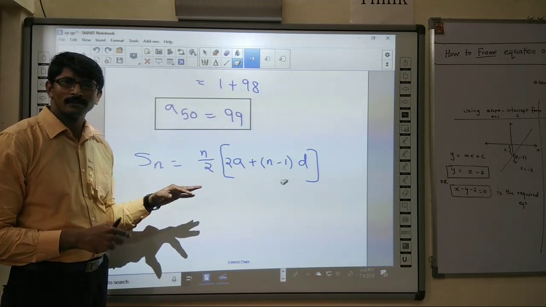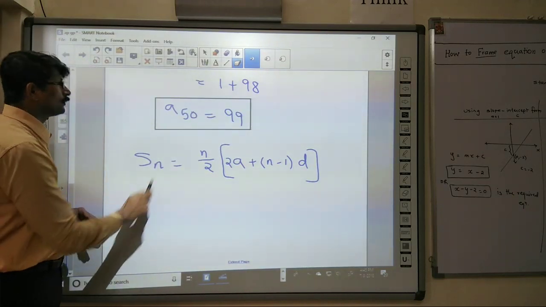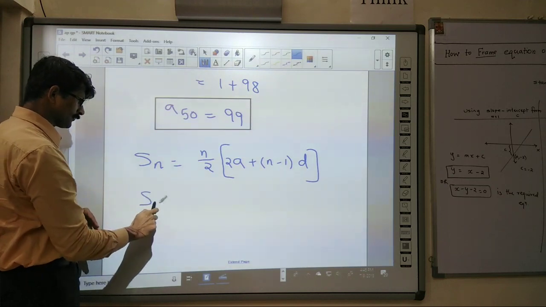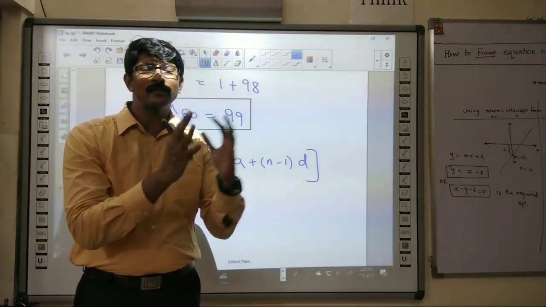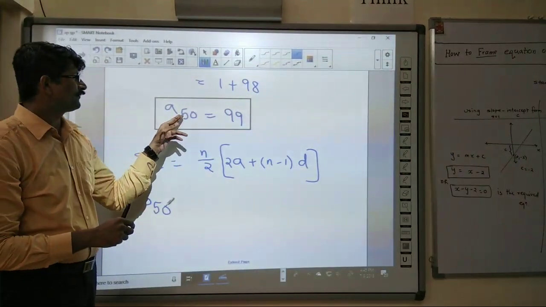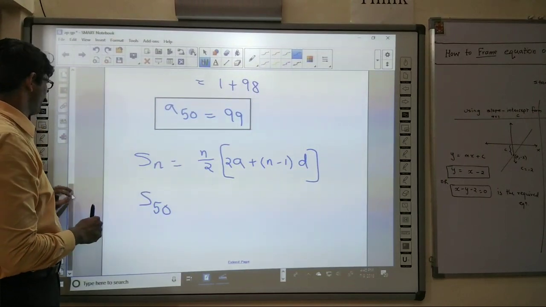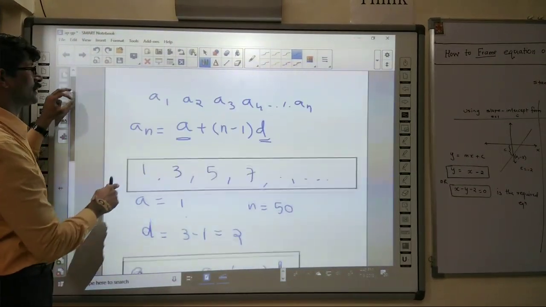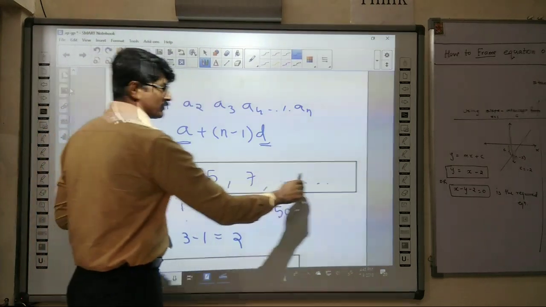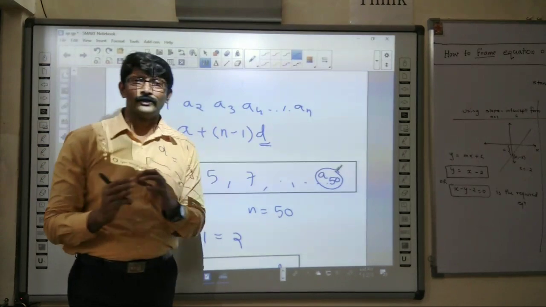So let's move further. How are we going to find the sum of first 50 terms? So what does this S50 indicate, students? Understand, A50 and S50 are two different things. A50 is nothing but the 50th term in the series. Suppose we have this series, in this the A50 is 99.